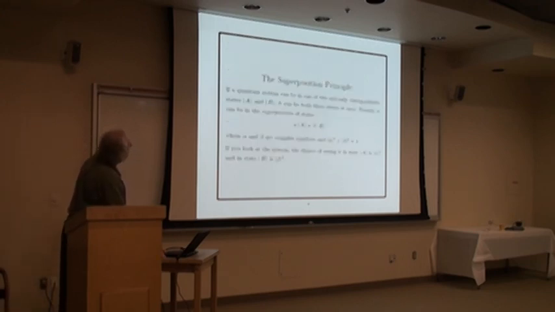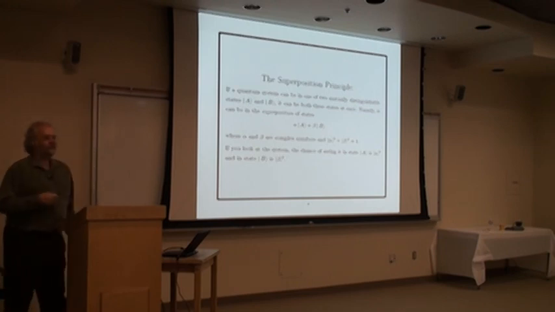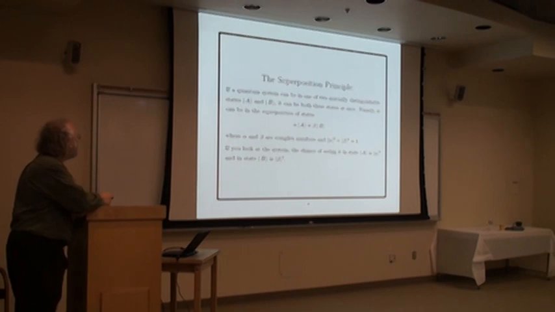So what's quantum mechanics? If you talk to a physicist, they'll tell you one of the fundamental tenets of quantum mechanics is the superposition principle. It says that if a quantum system can be in one of two mutually distinguishable states, A and B, it can also be in both these states at once. So there you get Schrödinger's example of a cat.